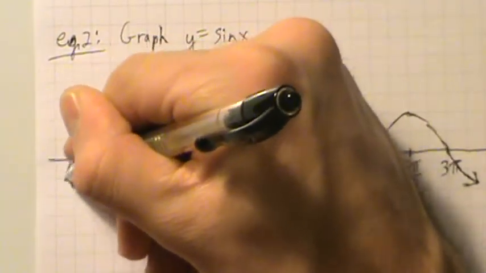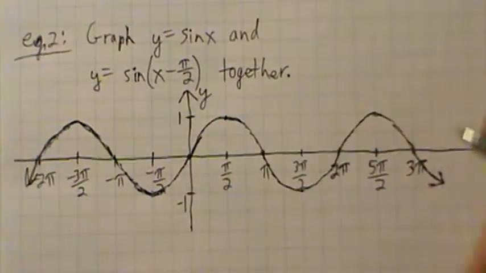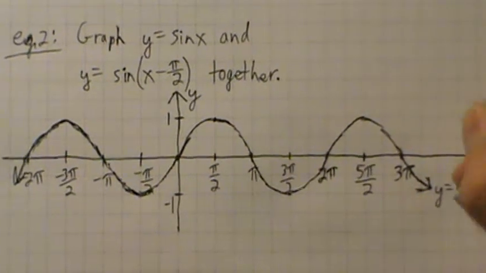Back down here to negative 2 pi, comma 0. Okay, so that wasn't too bad, I guess. So anyway, that's the graph of y equals sine of x.